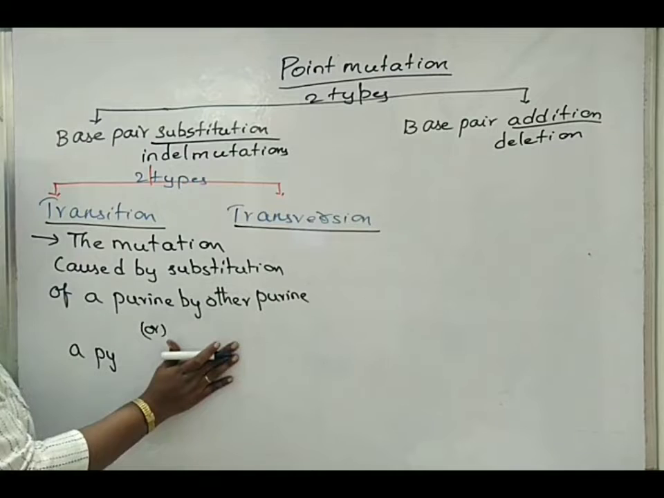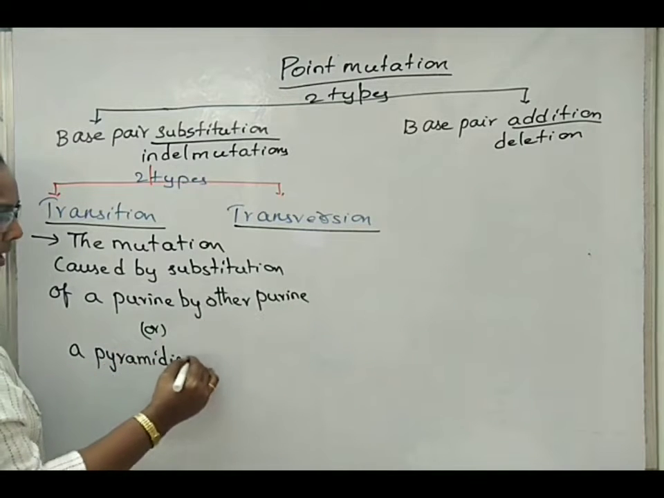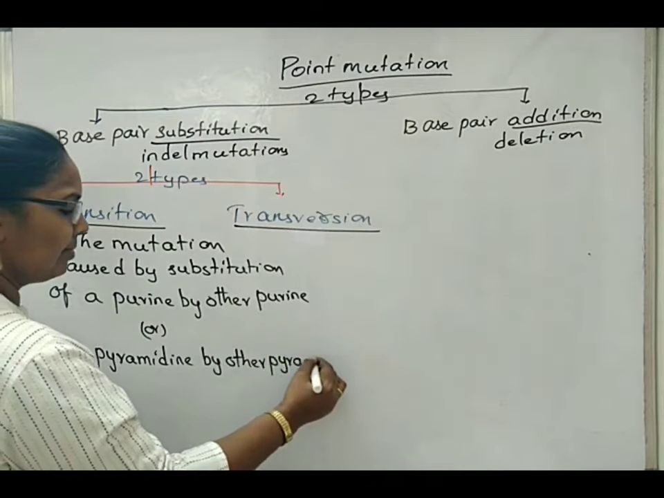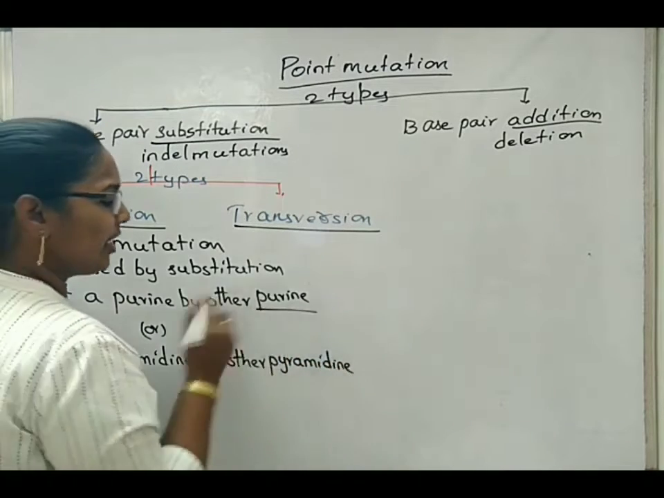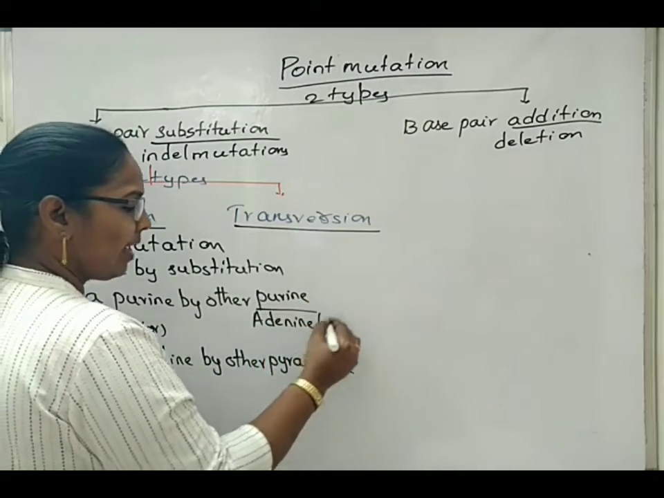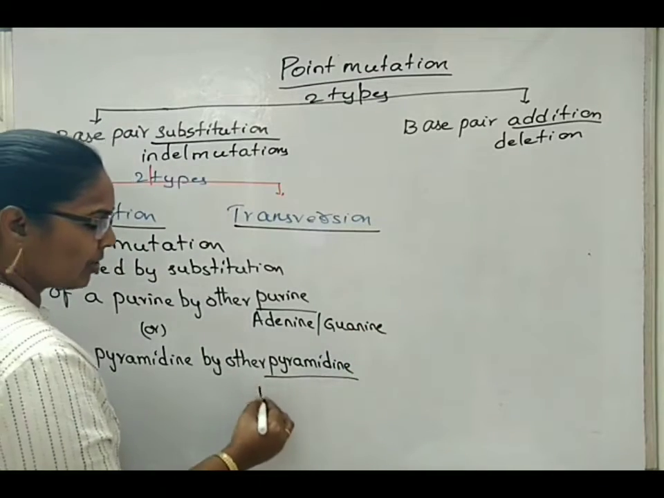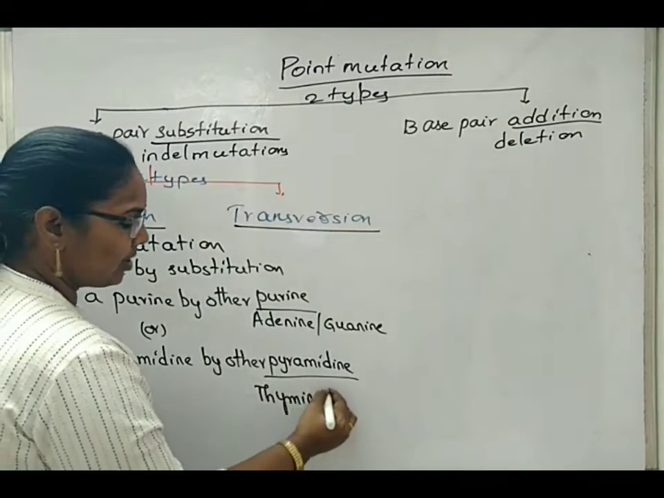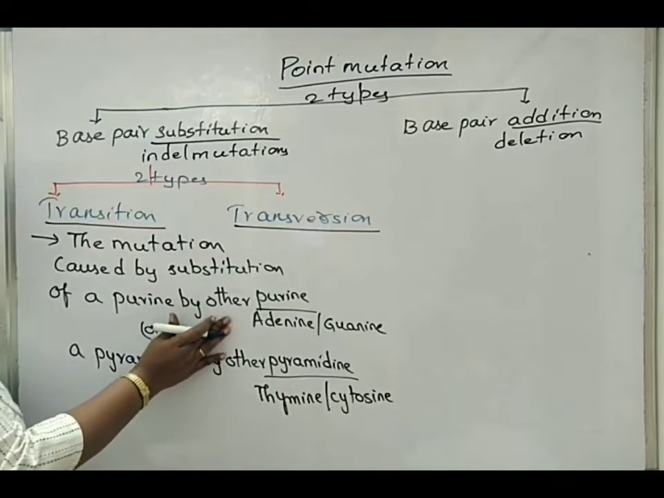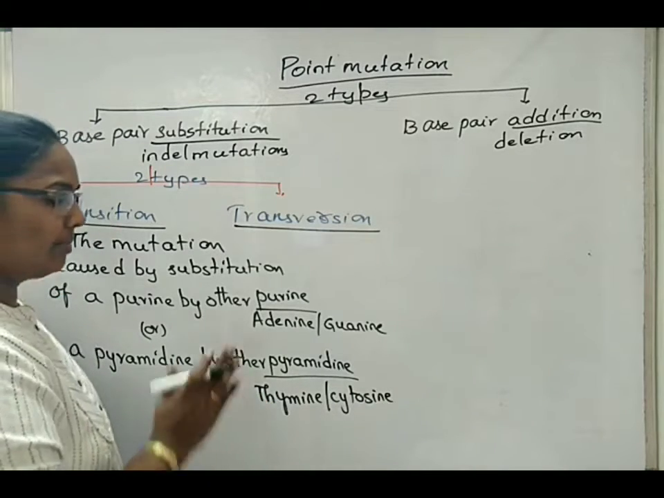Normally when we are discussing like this, we will just write vice versa. Okay, pyrimidine by other pyrimidine. In case of DNA, we have two types of purines: adenine and guanine. In DNA, there are two types of pyrimidines: thymine and cytosine. These are the two types of pyrimidines and these are the two types of purines. But in case of RNA, thymine is replaced by uracil.